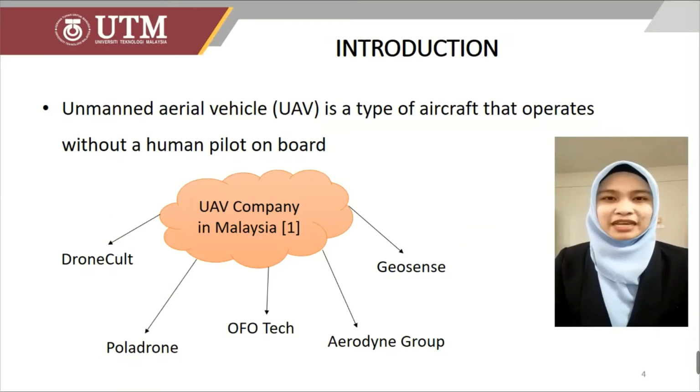During my presentation of PSM1, I already discussed the introduction for my project. So for PSM2, I will only recap some information. So UAV is a type of aircraft that operates without human pilot on board. So there are several UAV companies in Malaysia, which are Transcorp, Poladron, Ovatec, Aerodyne Group, and Geosense.